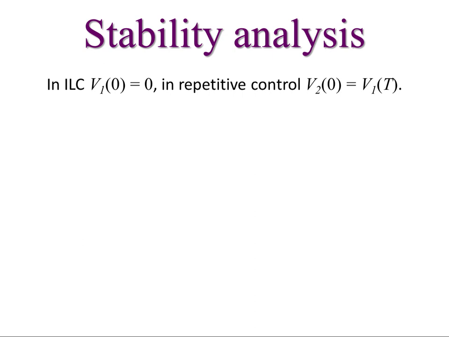In the repetitive control, since the initial joint angle and angular velocity at the second control trial are those at the end of the first control trial, and the desired trajectory is the periodic trajectory, v2 at the start of the second control trial is the same as v1 at the end of the first control trial.